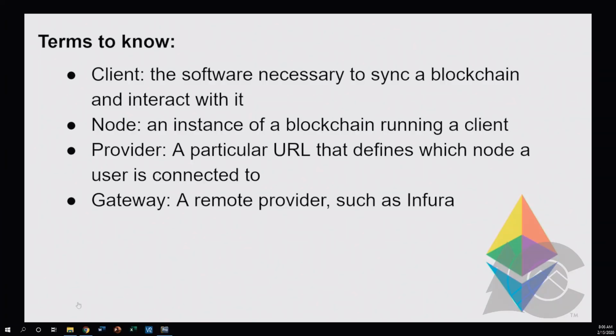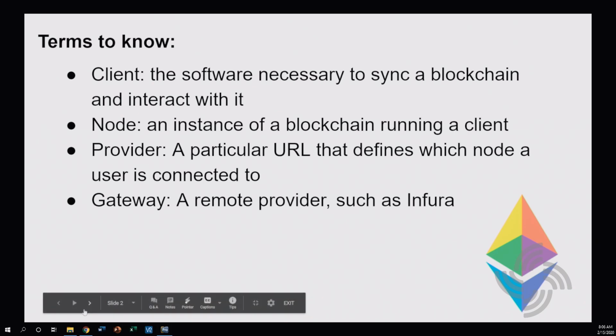Okay, so a couple terms that you'll hear a lot in this talk and in the future. A client is the software necessary to run a blockchain node, to sync with the blockchain and to interact with it. A node is that instance of a blockchain. The Ethereum network probably has around 10,000 nodes all running in sync with each other. To do that, you have to download the node to your local machine with the client. But because the Ethereum blockchain has been running for so long, that takes many hours, depending on the different settings you run it with.